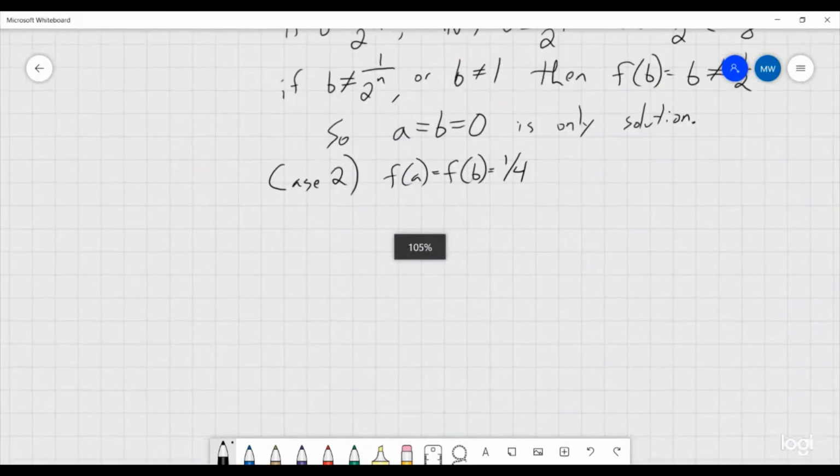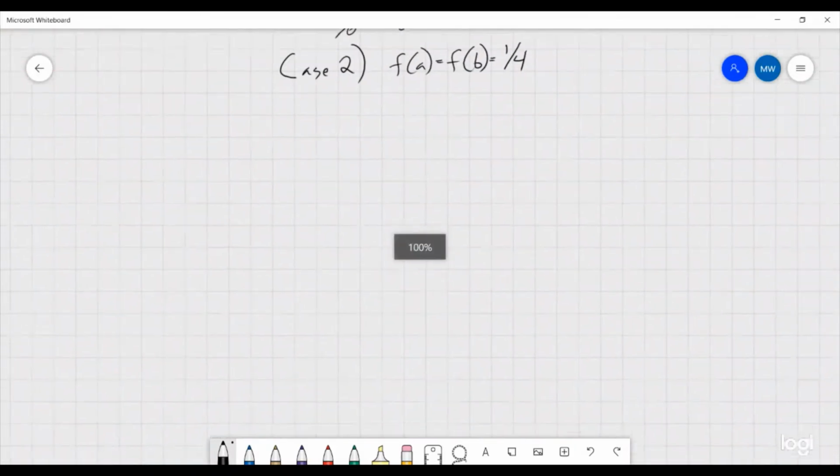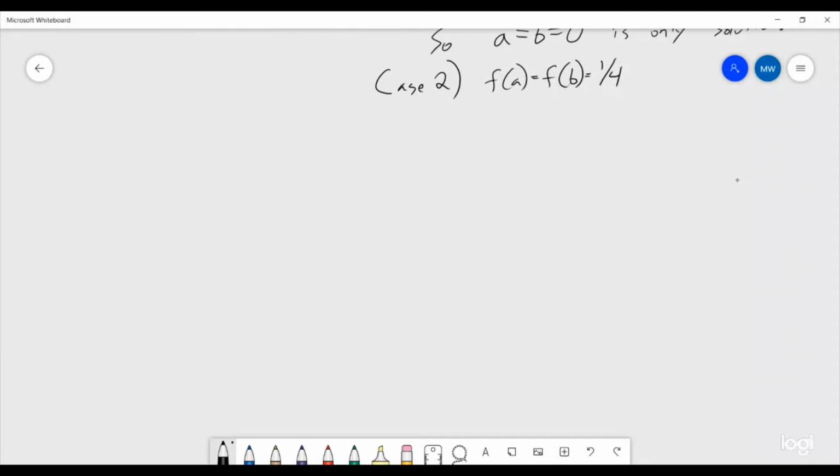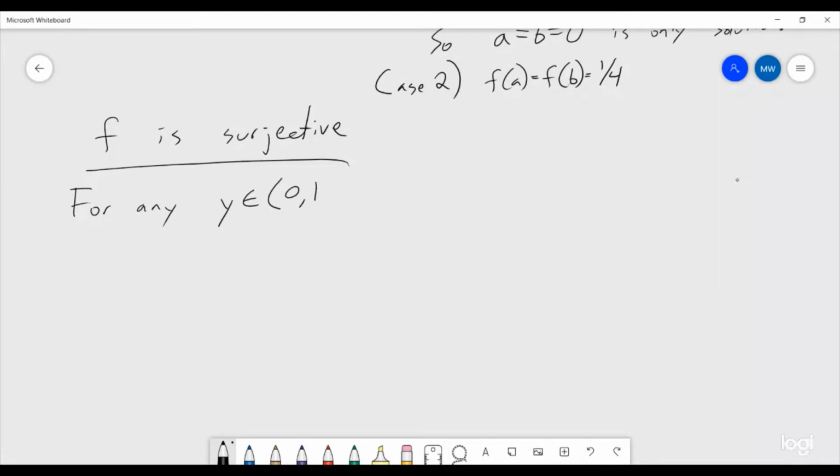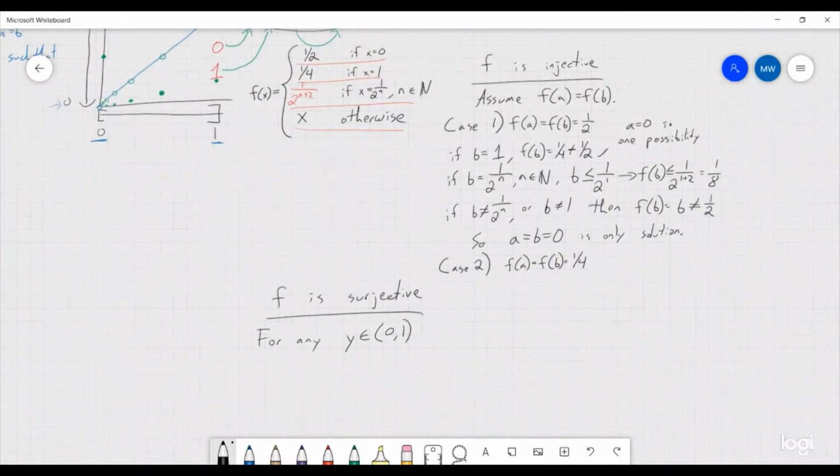So for it to be surjective, to show that f is surjective, we would start by saying for any y in our codomain, 0 to 1, we now need to find the specific input that gives us that output. So our different cases are going to be the different outputs we could get.